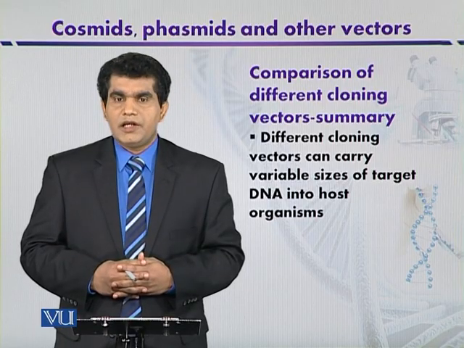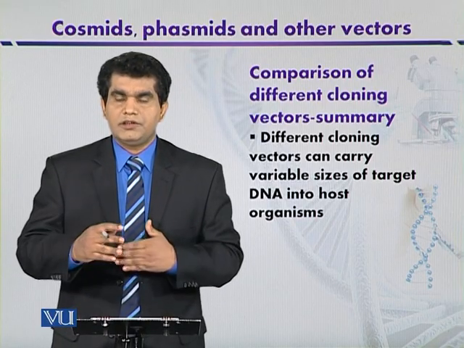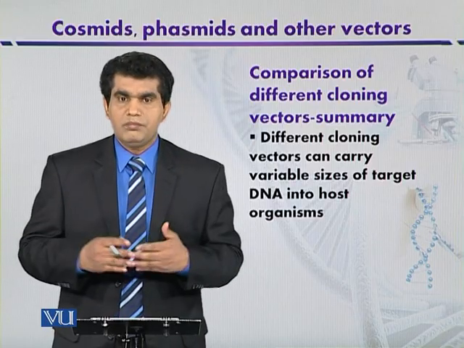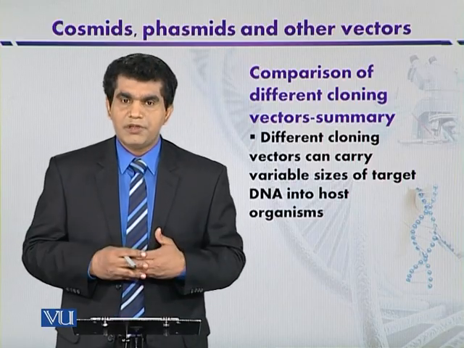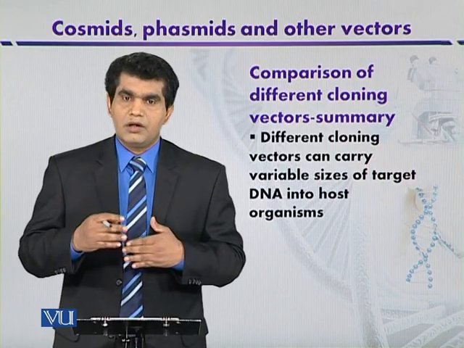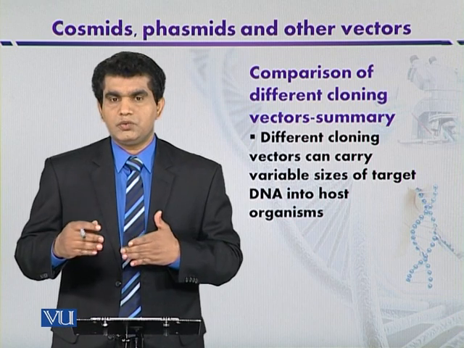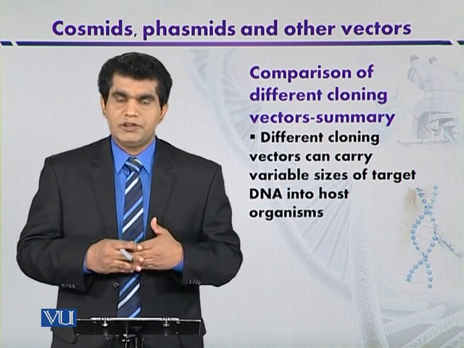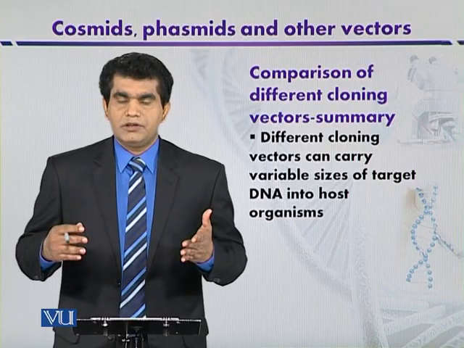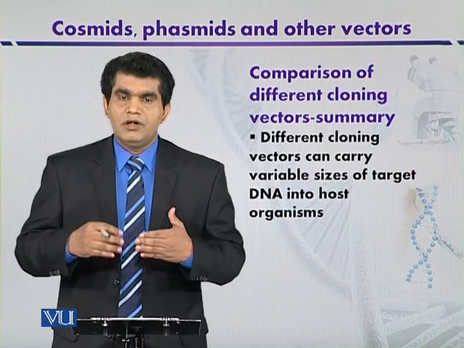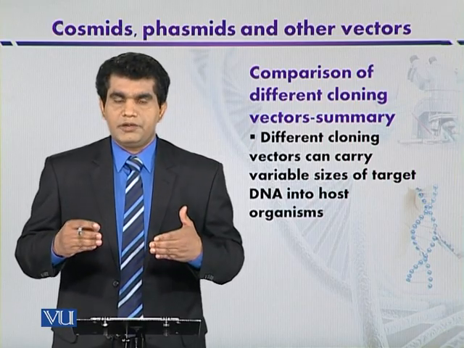You have the idea that plasmids can replicate independently of the host chromosome because of having their own region of replication, and they have the ability to clone around 10 kilobase, sometimes up to 15 kilobase, DNA fragment. And one example of an artificially constructed plasmid is pBR322.